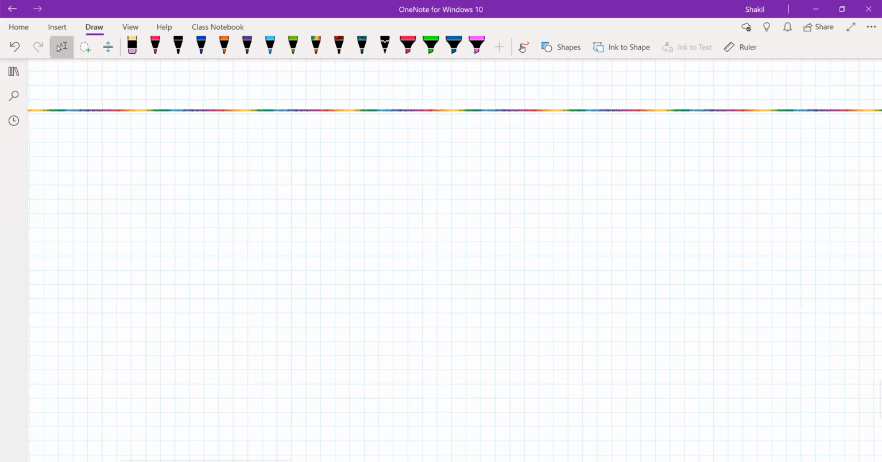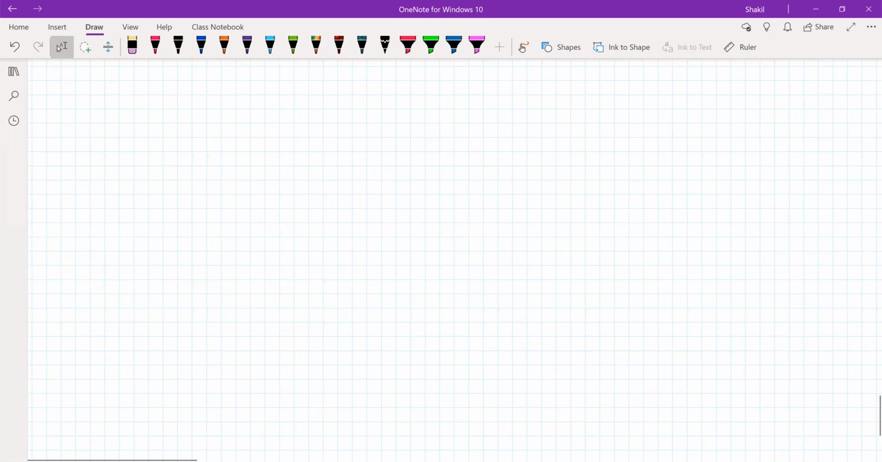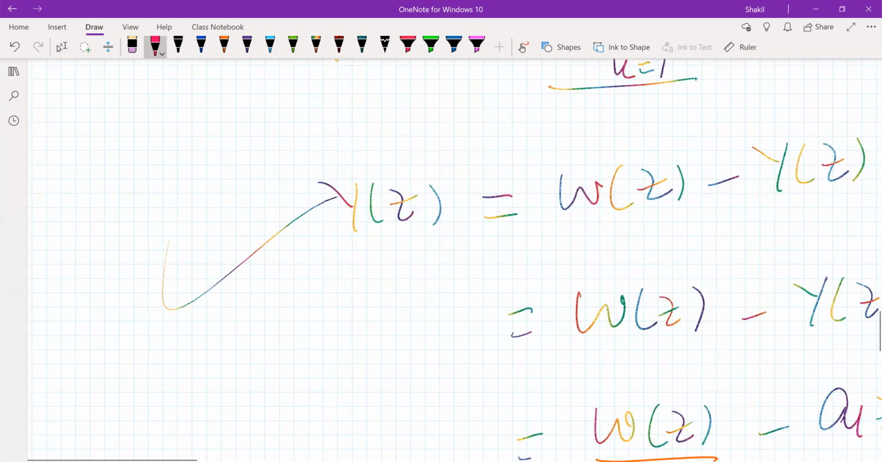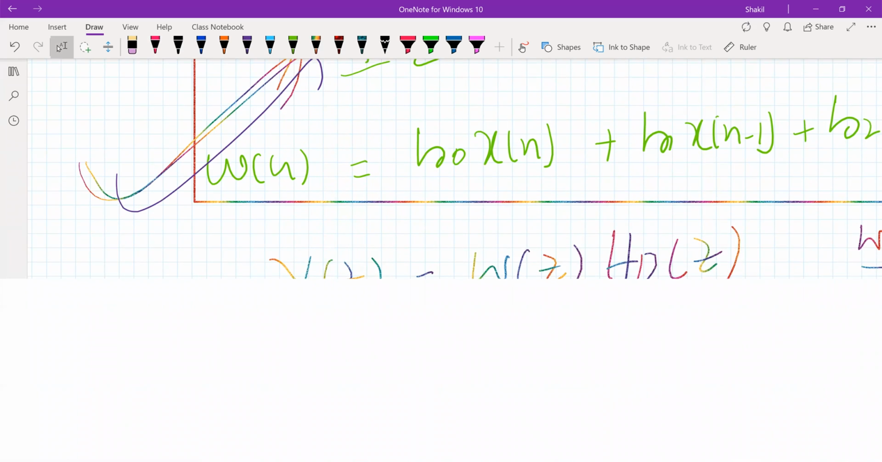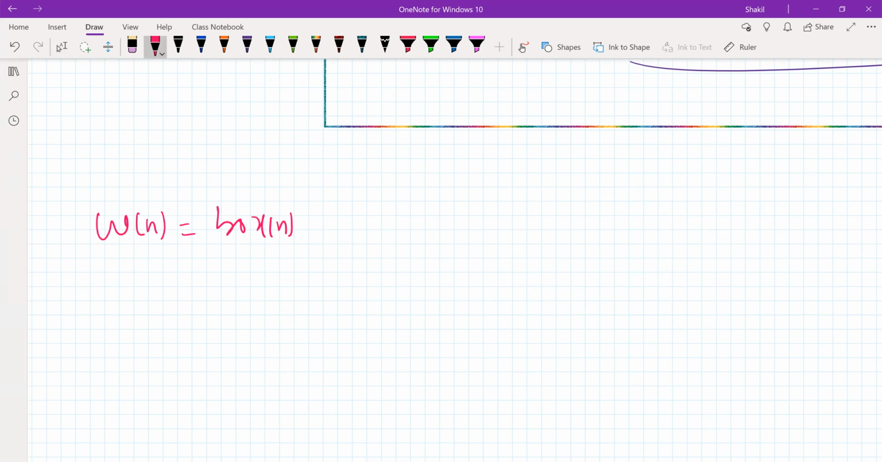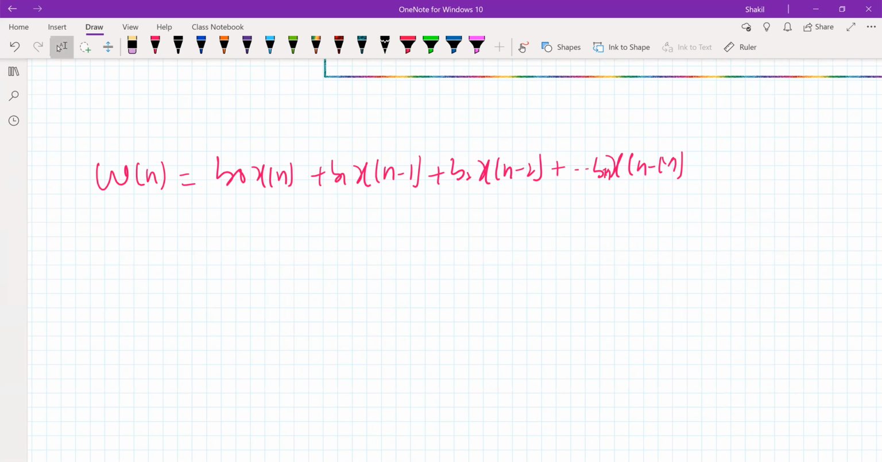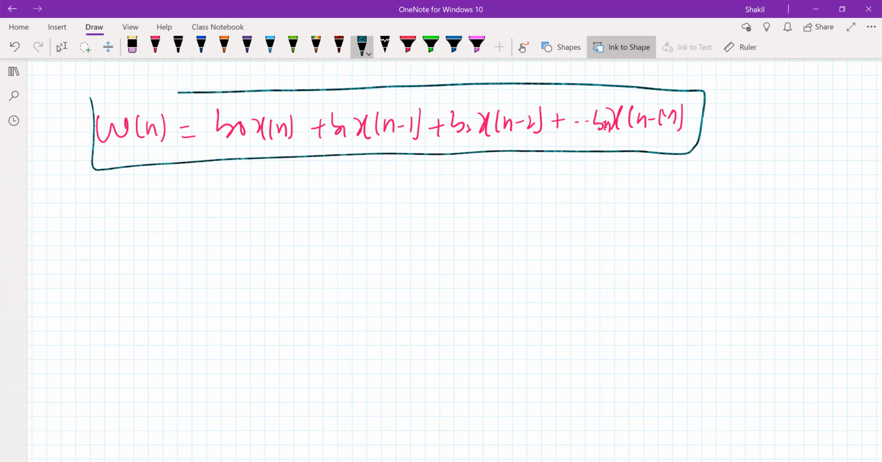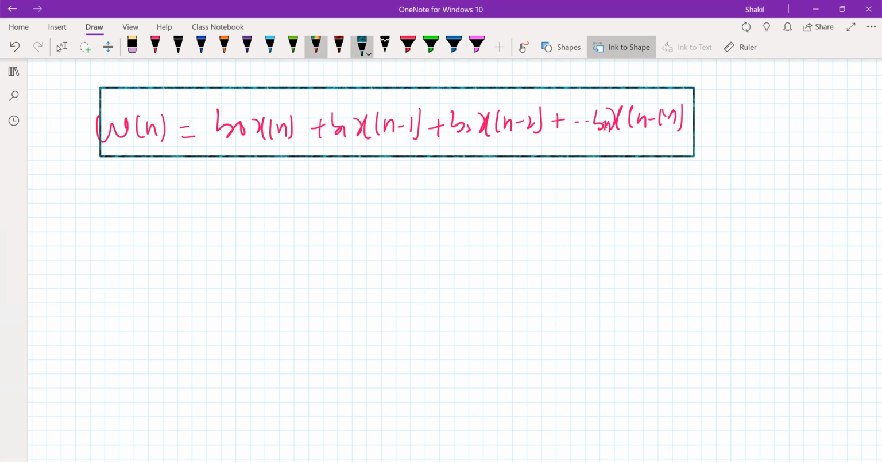All right, so let me redraw the expression here. Our w of n equation is b0 x of n plus b1 x of n minus 1 plus b2 x of n minus 2, and so on, up to bm x of n minus m. Let me first realize this term. So let's realize this expression first. So this is our equation. All right, let's do this first.